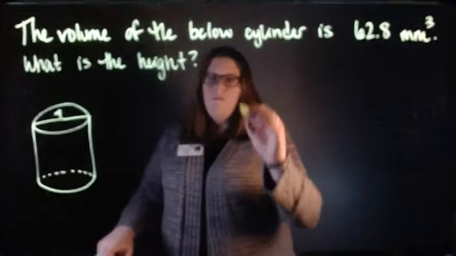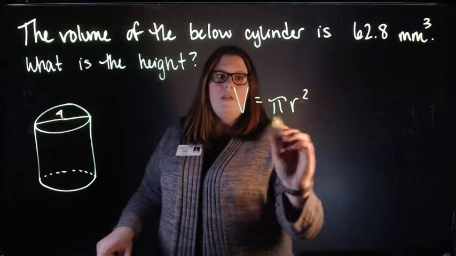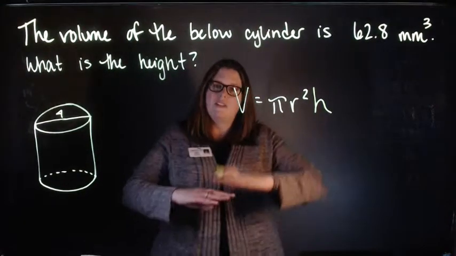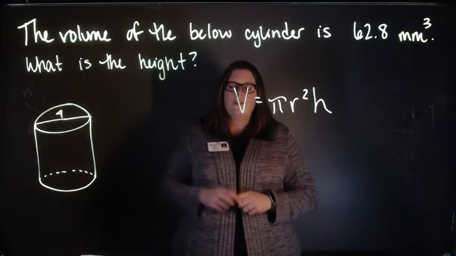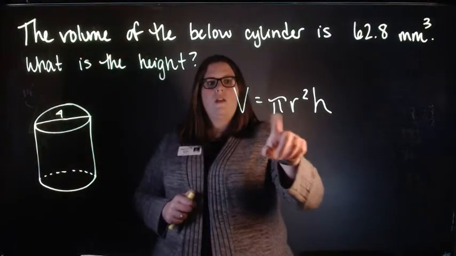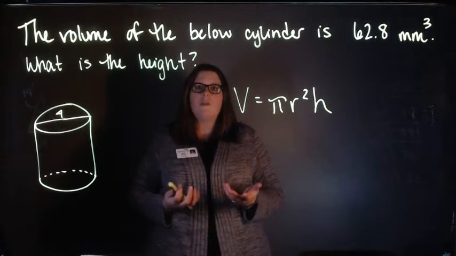And that formula is V equals pi r squared. Remember, that's the area of a circle, right? Times our height. We have like stacked area, thinking of it in that sense for the volume of a cylinder. So now instead of just knowing all of these, now we also know our volume. So we're just going to fill in our knowns, but we don't know our height, so we're going to leave that h.